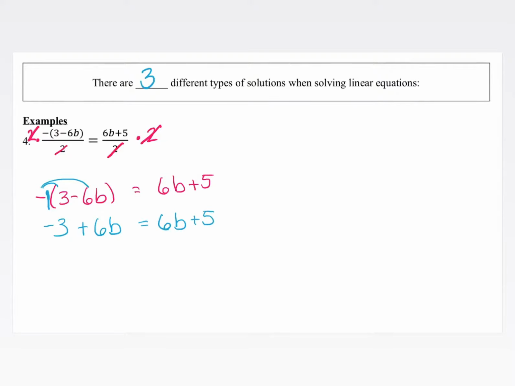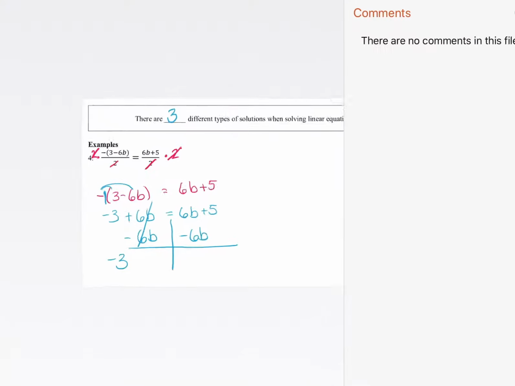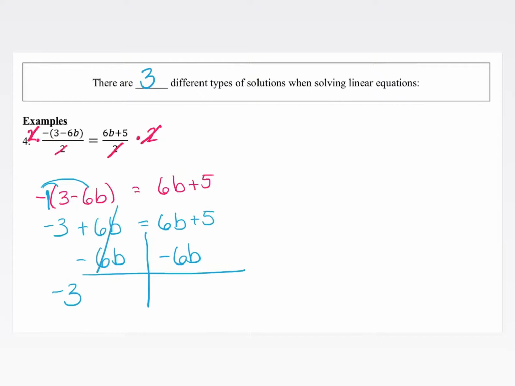Now, going back to Algebra 1, we want to isolate our variable, so to make sure that's on one side and our constants on the other. So I'm going to draw just a vertical line to separate my left side from my right side. I have a positive 6b on the left-hand side, so I'm going to do the inverse, which is subtraction. Subtract 6b from both sides. On the left-hand side, that adds to 0, so I'm just left with negative 3. And on the right-hand side, that also adds to 0, so I'm just left with 5.